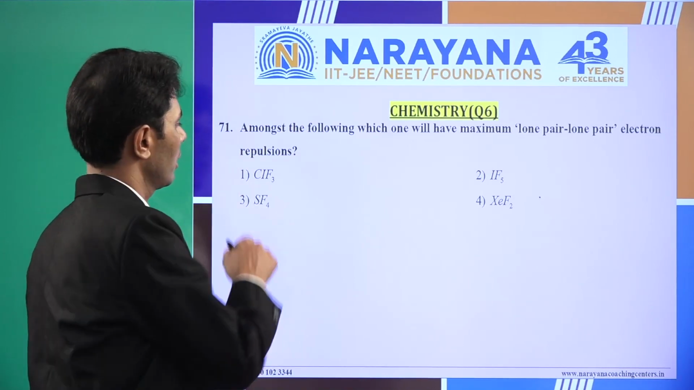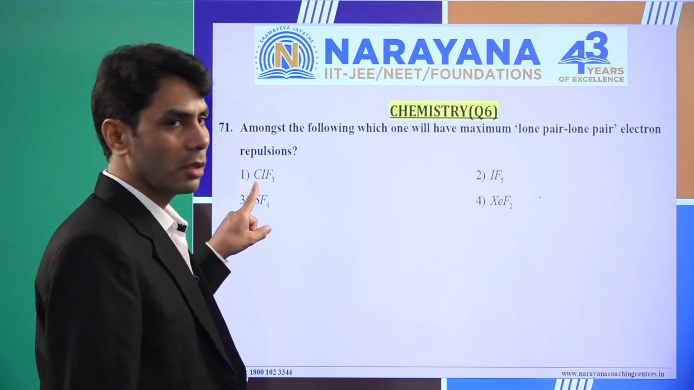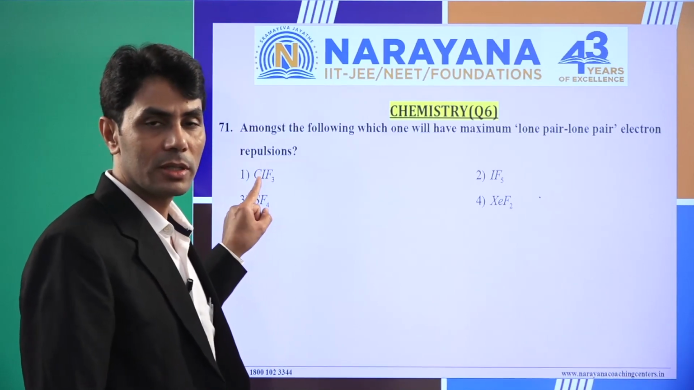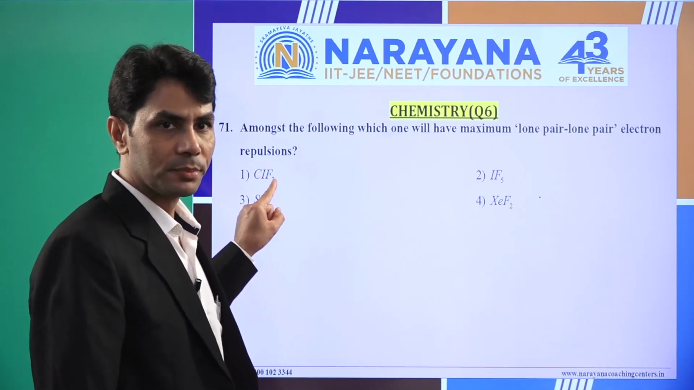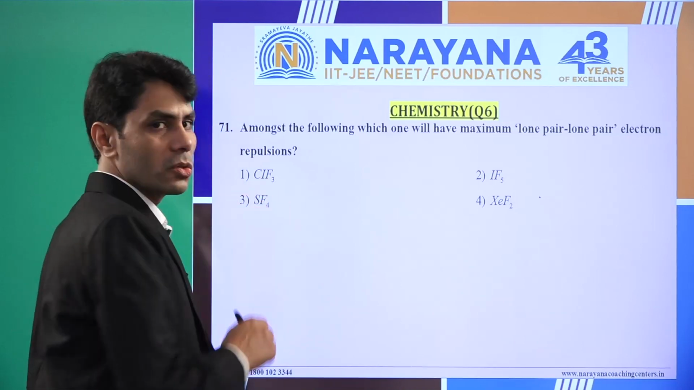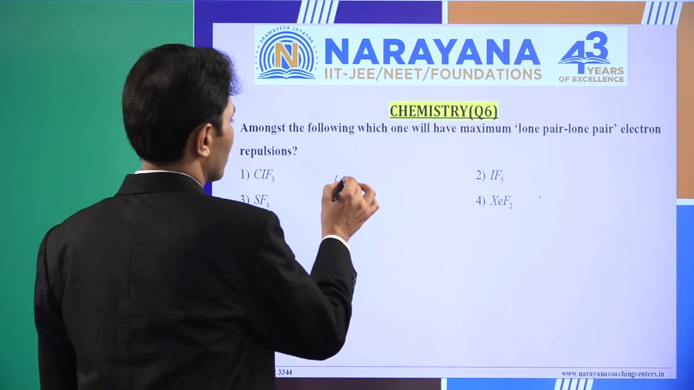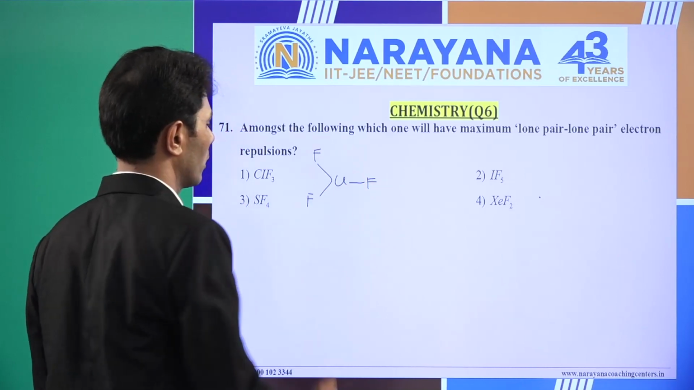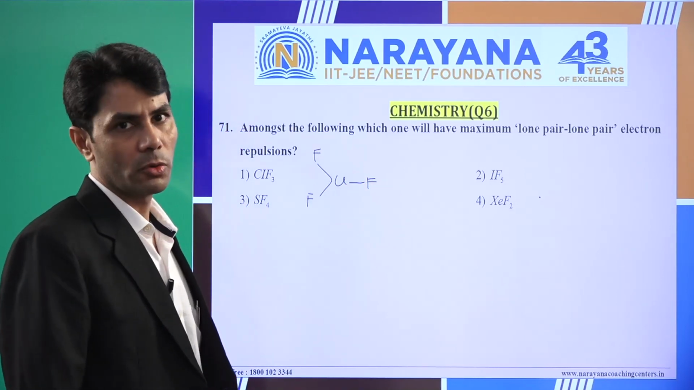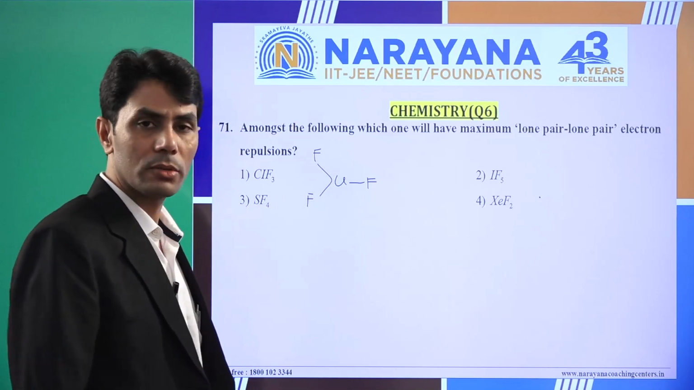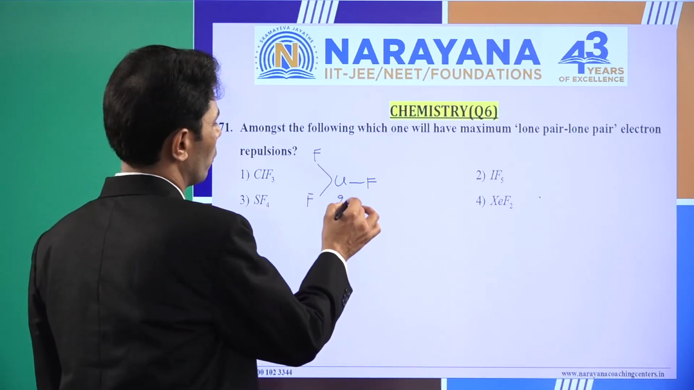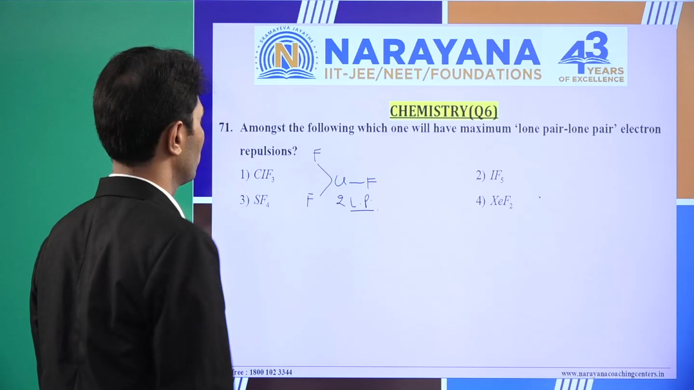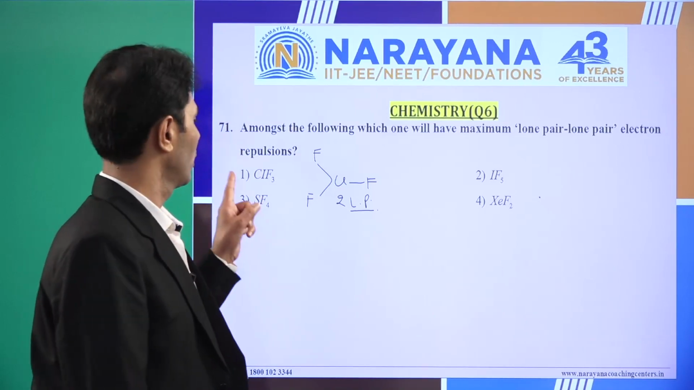First, ClF3. In chlorine, how many valence shell electrons are there? 7. Out of 7 electrons, 3 electrons are engaged in bond formation. We can say Cl, F, F and F, so 3 electrons are busy in bond formation. What about the remaining 4 electrons? 4 electrons means 2 lone pairs. So the center atom, chlorine, has 2 lone pairs in the first case.